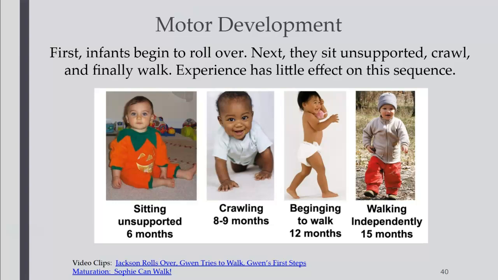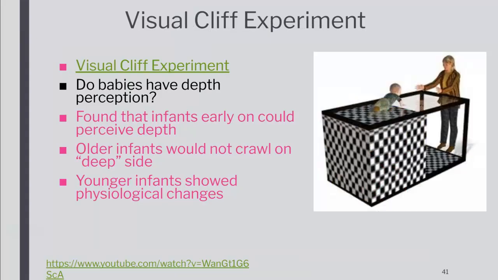Talking about some average ages, the big one you want to know is that walking on average happens right around 1 year old, same time for talking. The visual cliff experiment, in this one, babies crawled up to a glass drop-off, and they measured their heart rates to see if the baby's heart rates went up when they got to the drop-off or the visual cliff, and that would indicate whether or not they had depth perception.